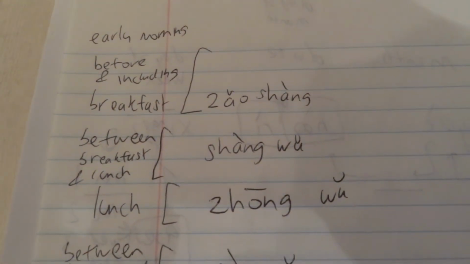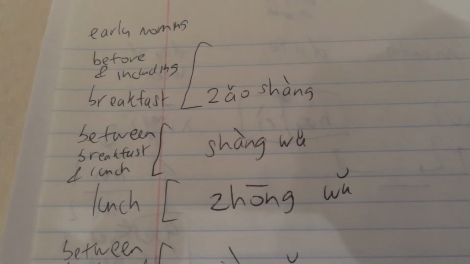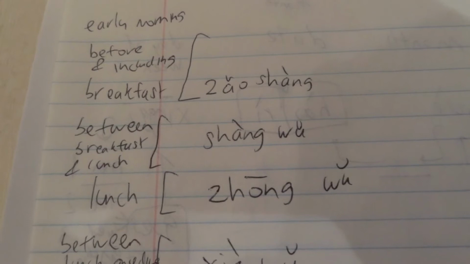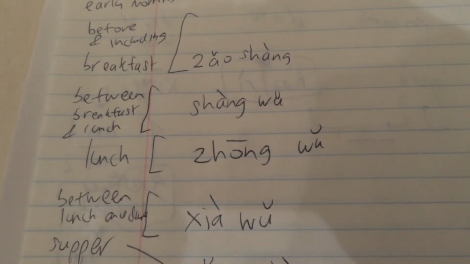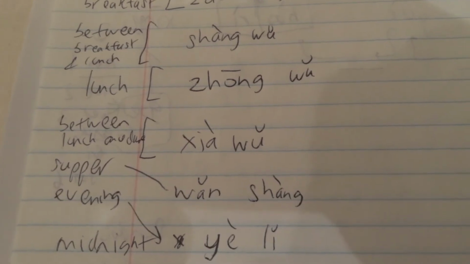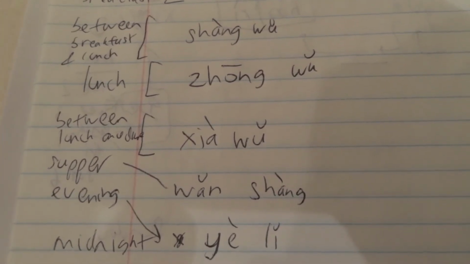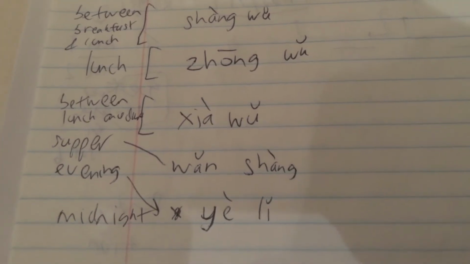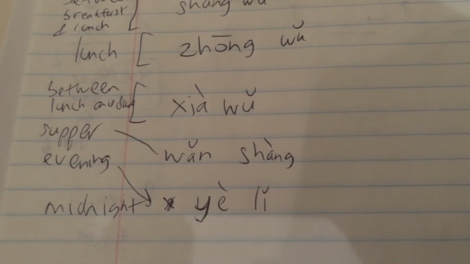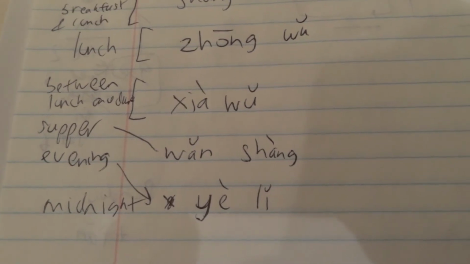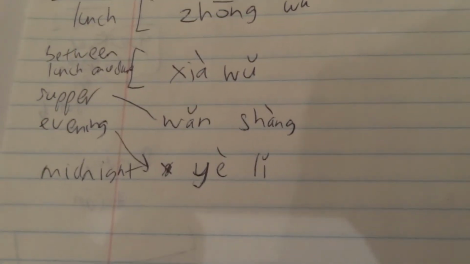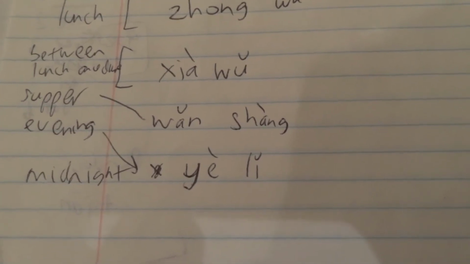And I've got the early morning, before breakfast, 早上. Between breakfast and lunch, 上午. Lunch, 中午. Between lunch and dinner, 下午. Between supper at 晚上. Evening or midnight, 夜里.